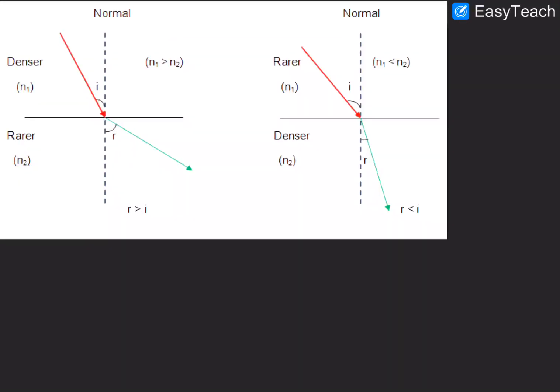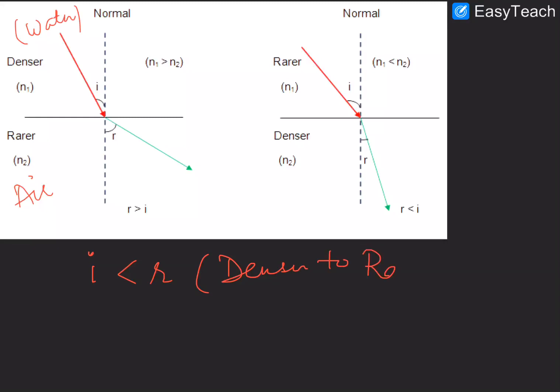Now in this diagram you can see the light is traveling from denser to rarer. Let it be water or glass, and let this medium be air. When the light travels from a denser to a rarer medium, you can see that the angle of incidence is less than the angle of refraction. That means if light travels from a denser to a rarer medium, the angle of incidence is smaller, whereas the angle of refraction is more, which means in this case the light bends away from the normal.